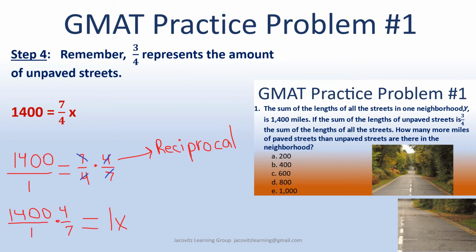Okay, when you go over, you get ready to remember that 3/4 represents the amount of unpaved streets. So now you have to take this 7/4, and in order to take it to the other side, you have to multiply it by its reciprocal. And if it's 7/4, the reciprocal is just turning it upside down. And when you do that, you cross multiply.